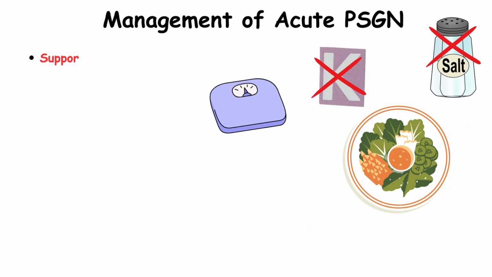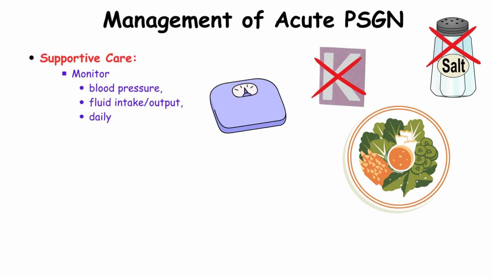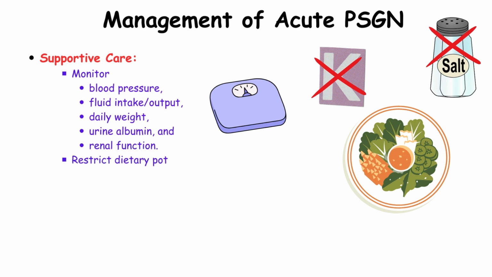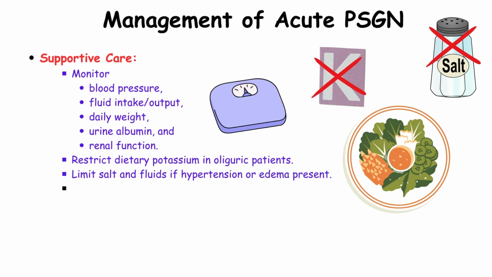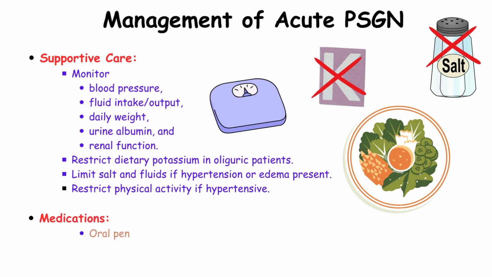In the management of acute post-streptococcal glomerulonephritis, supportive care is crucial. This involves monitoring blood pressure, fluid intake and output, daily weight, urine albumin, and renal function. Dietary potassium restriction is recommended in oliguric patients, while limiting salt and fluids is advised in the presence of hypertension or edema. Physical activity should be restricted in hypertensive individuals.